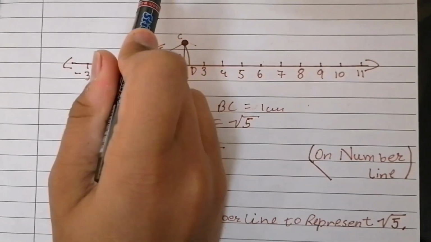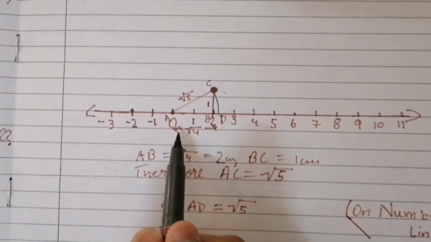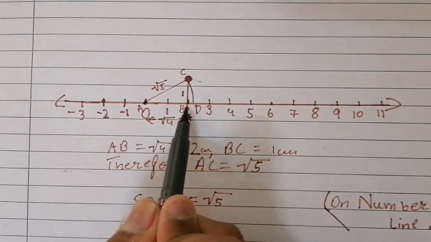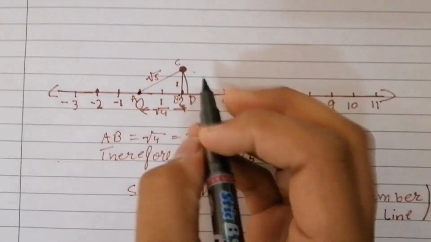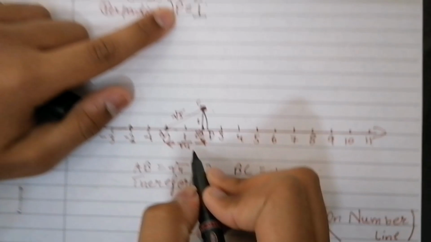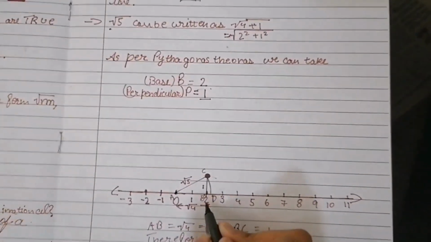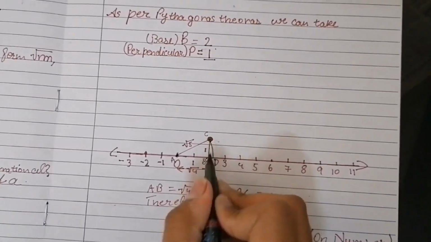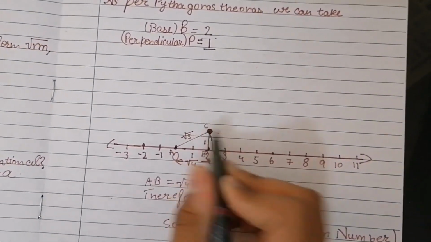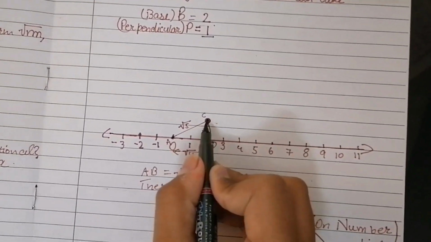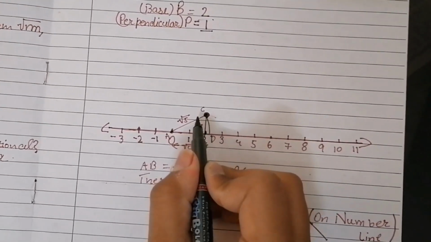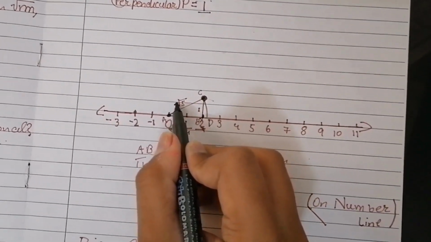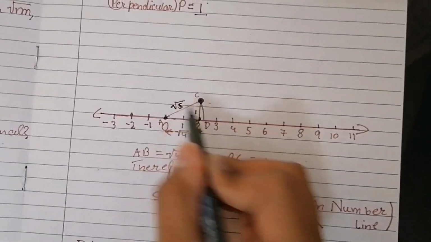As we know the base is 2, so we will mark it from 0 and increase 2 units, and the perpendicular is 1. So we will increase 1 unit from 2, from downwards to upwards. The point is here, and now we have to join 0 and this point to each other, so it will be under root 5.